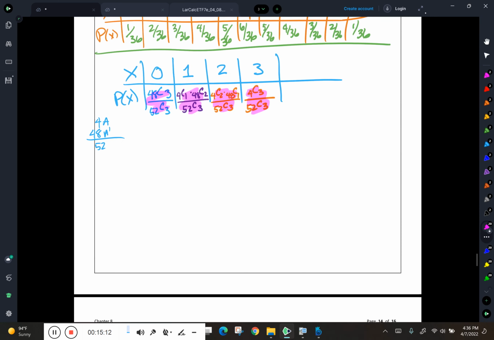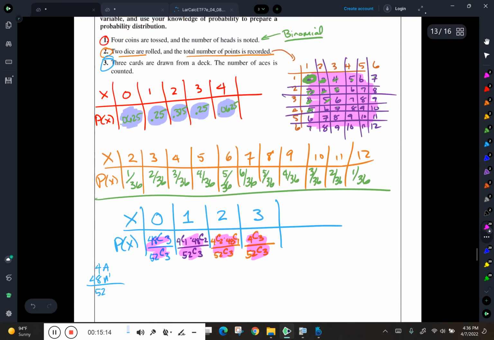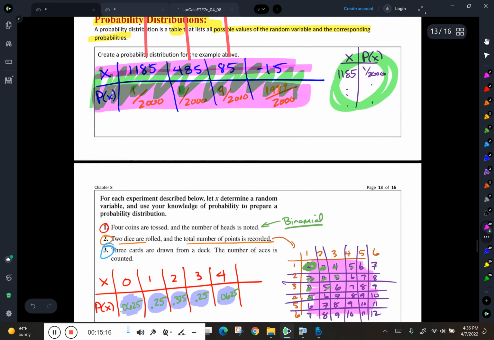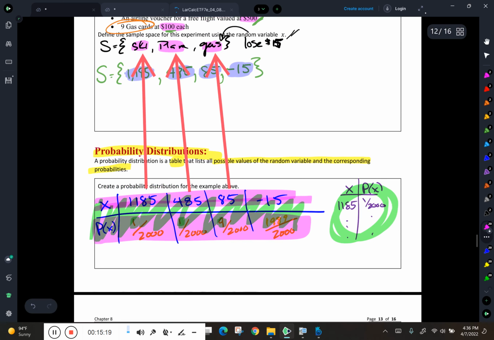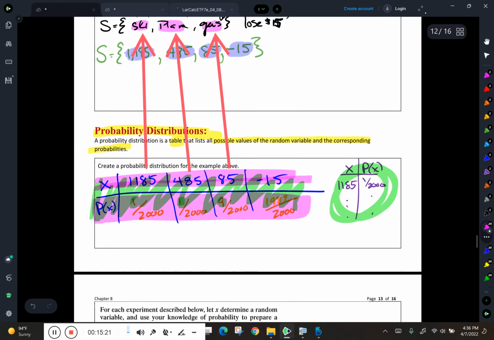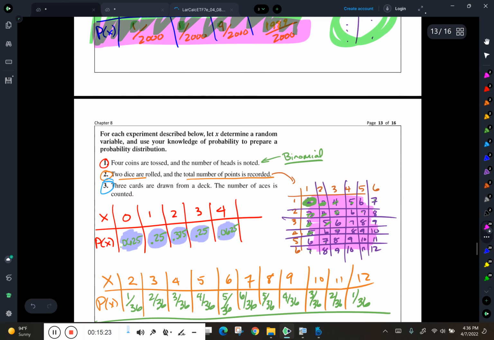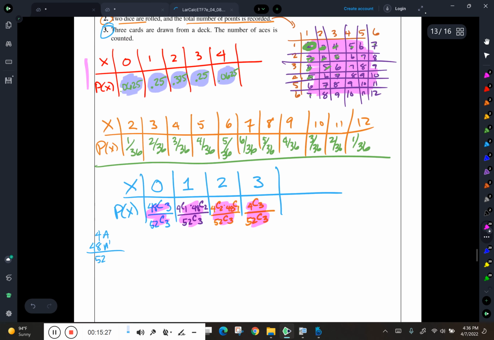So my job is to be able to make a probability distribution. A probability distribution is simply just a table that contains numerical values for all of my outcomes and the probability associated. So whether it's rolling dice, flipping coins, picking cards, I'm giving a numerical outcome to the experiment, and I'm finding probabilities.